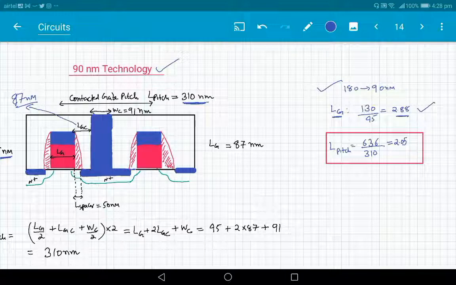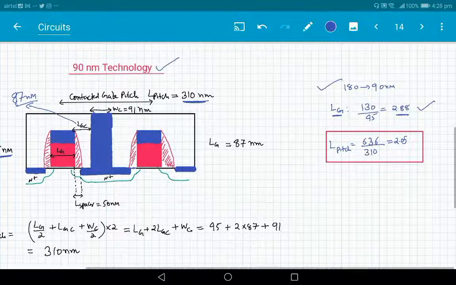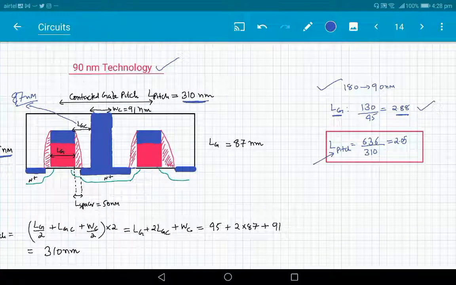Right, so the change in the physical gate length is not the same as we go from 180 to 90 nanometer, a factor of 2. On the other hand, the contacted gate pitch, earlier it was 636 nanometer, now it is 310 nanometer, and that's a factor of 2. So when we went from 180 nanometer to 90 nanometer technology, we are seeing a factor of 2 difference. Where the factor of 2 difference comes in is the contacted gate pitch, and not the physical gate length here, right?